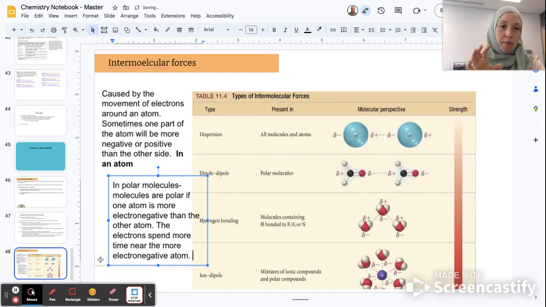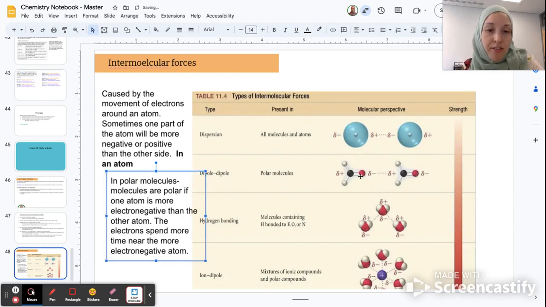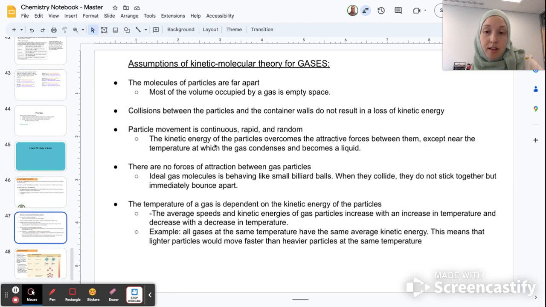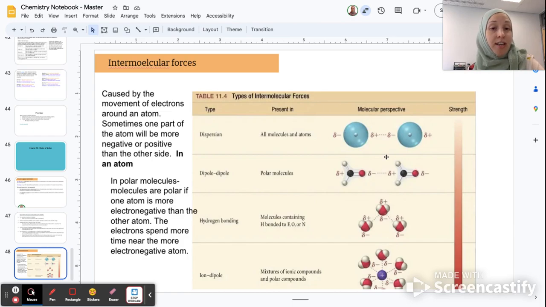Now, why do electrons spend more time near the electronegative atom? Because if something is electronegative, that means it wants a lot of electrons. So this is dipole-dipole. If I have a polar molecule and it comes close to another polar molecule, those positives and negatives are going to be attracted to each other. We're assuming that gases have no forces of attraction, but if a molecule is polar, is it going to have some forces of attraction? Yes. Those partial negatives and partial positives are going to be attracted to each other.